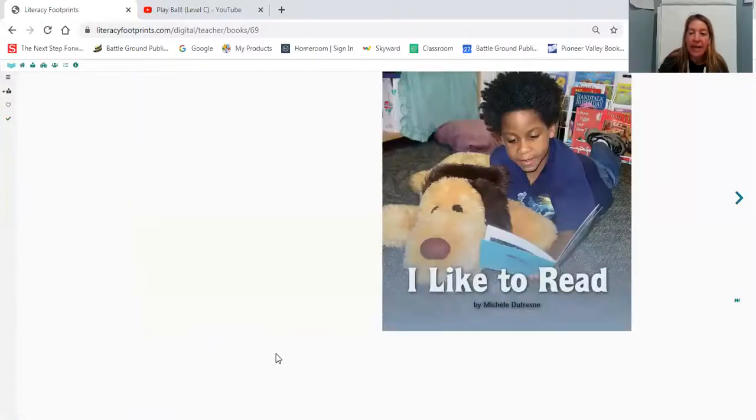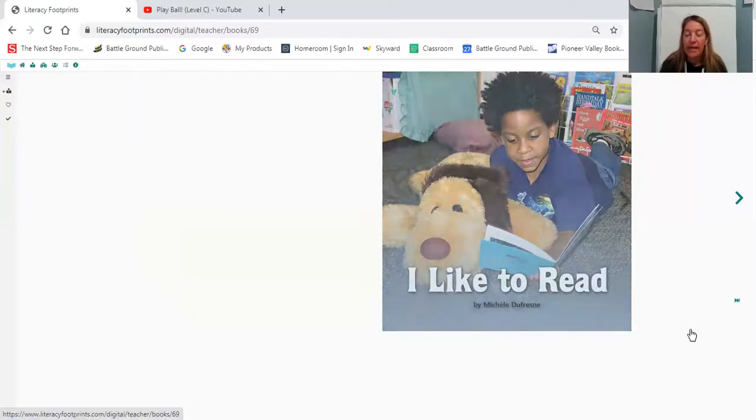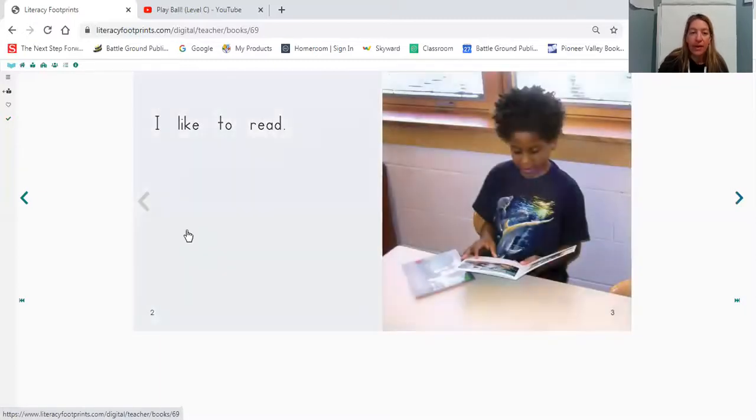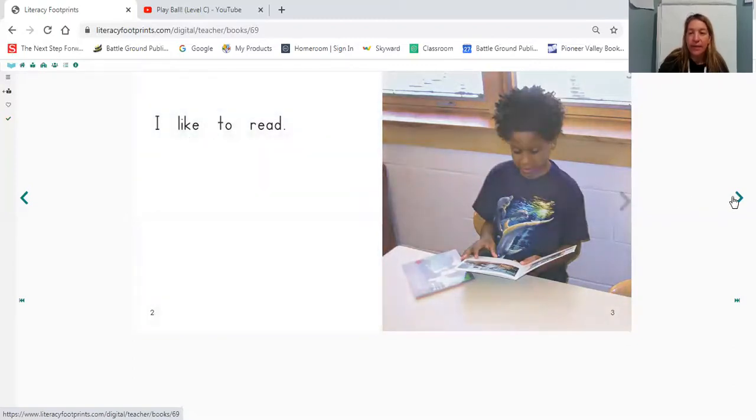So as we read today, I want you to use your finger to point to the words, and I'm going to be using my computer cursor to point. And I want you to read along with me, and don't forget that good readers use the picture and the letter sounds to help them figure out those tricky words. I Like to Read by Michelle Dufresne. And here's our title page. I like to read. All right. I like to read.